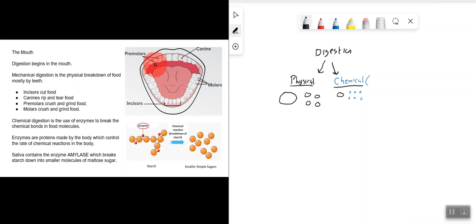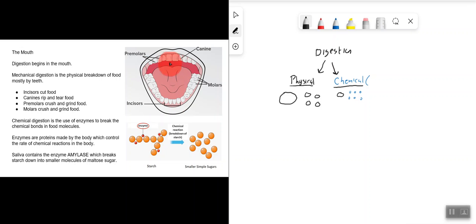The canine teeth then, because we are omnivores and we eat meat, we use to tear food. So canines rip and tear food. Then you have the premolars, which are these here. They crush and grind the food. You'll notice that they have a flat surface for grinding down the food. And then the molars at the back are used to crush and grind down the food.